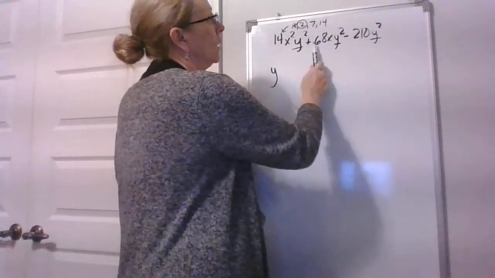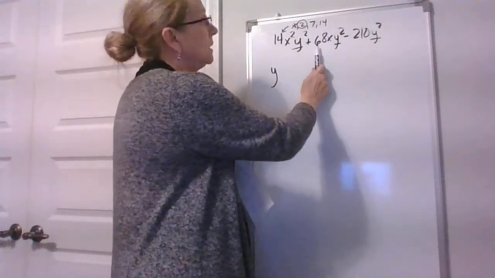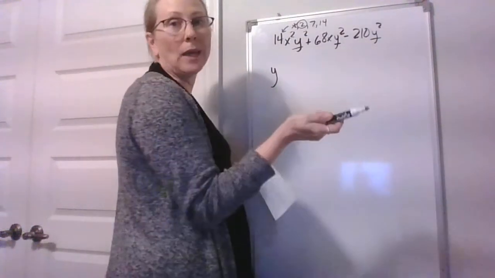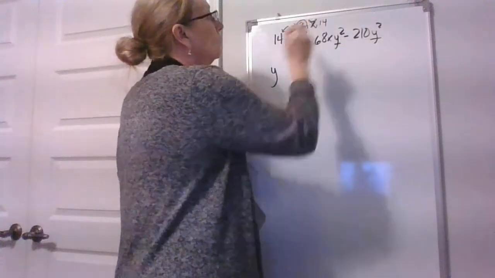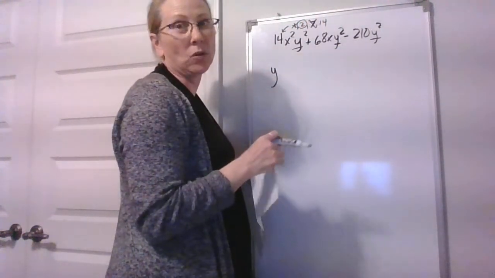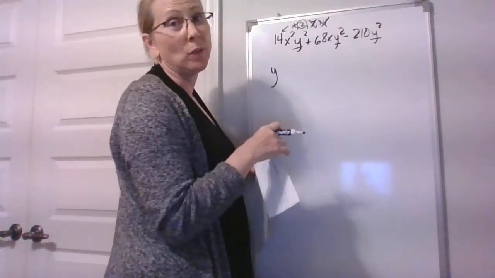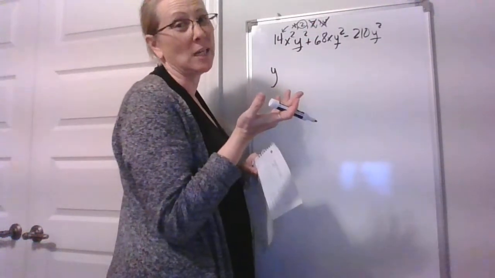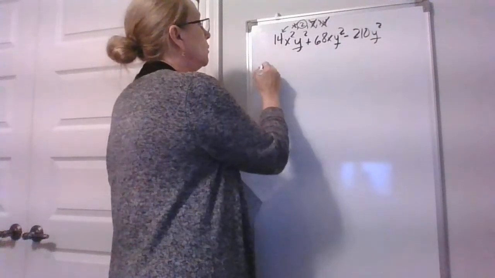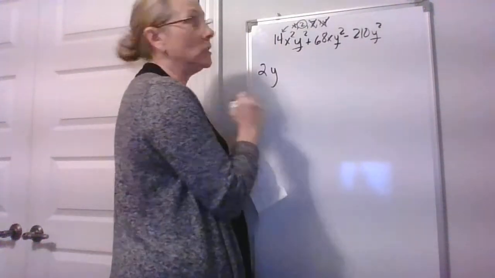It's a factor here, but 7 is not a factor of 68. So that's not a factor. 14 is not a factor either. I already checked it out. And if 7 doesn't go in, 14 is not going to go in. So now 2y squared is our GCF.